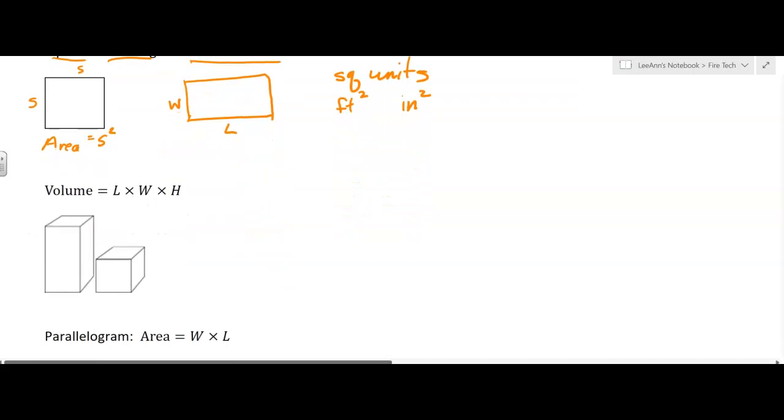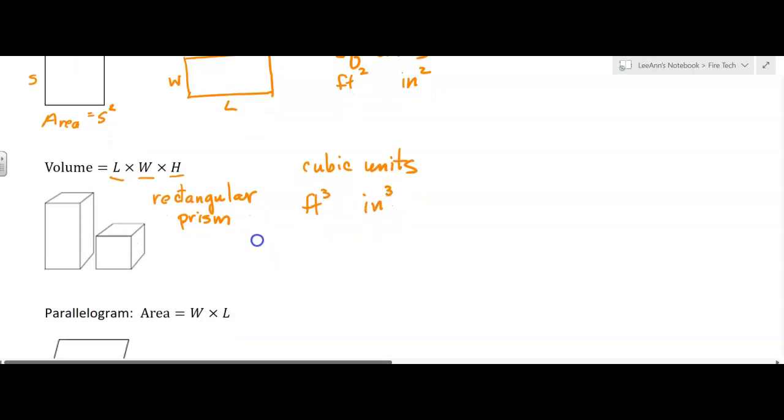Volume, then, that's the capacity, how much a box holds. Now, it's called a rectangular solid or a rectangular prism, but you can just say box. That's probably what a lot of people call it. Okay, and then we just take the length times the width times the height. We make sure the units are the same on all of them. And then this is going to be measured in cubic units, so maybe feet cubed, maybe inches cubed.